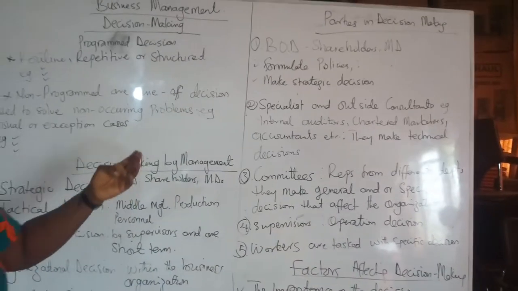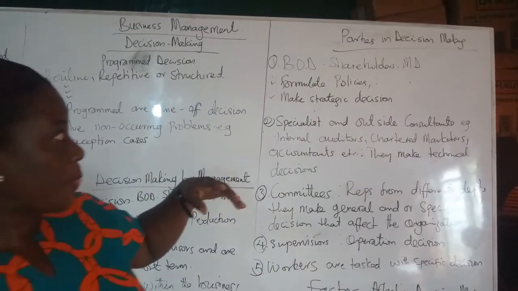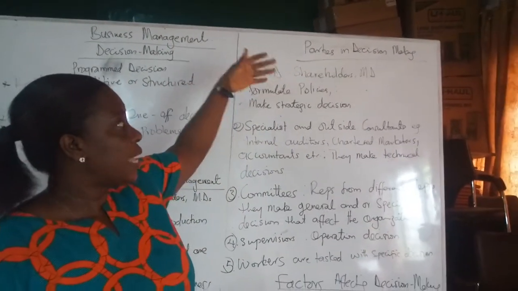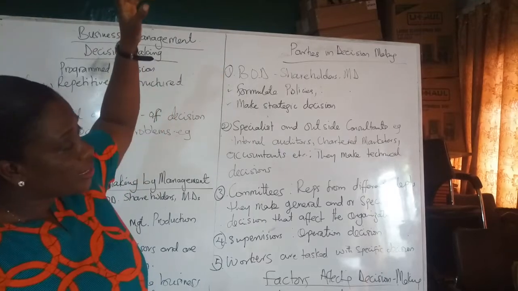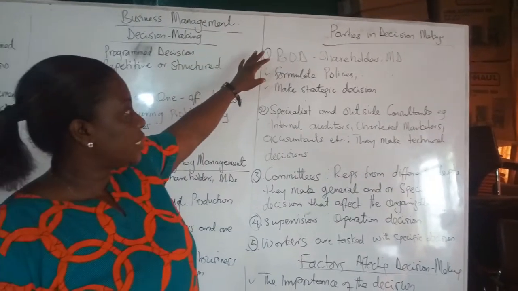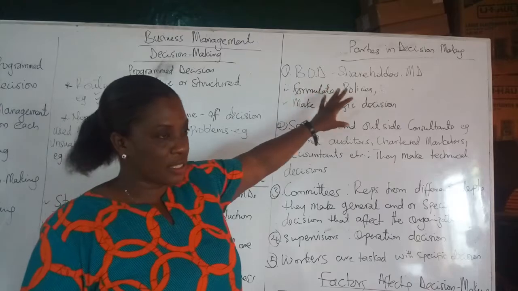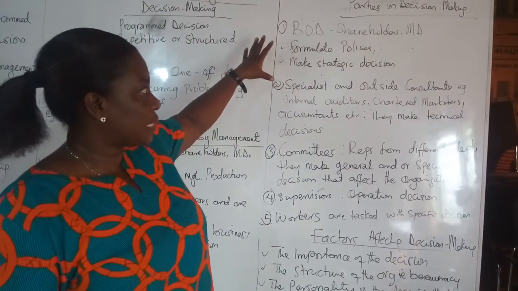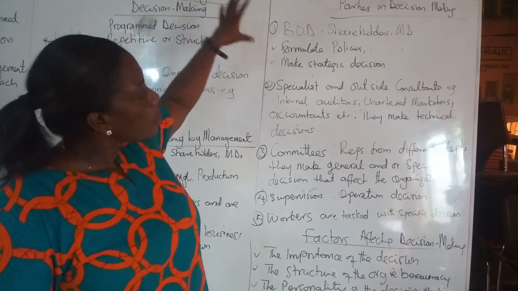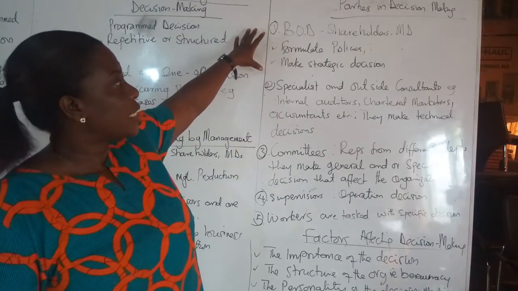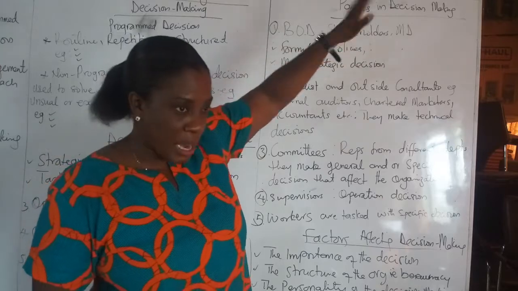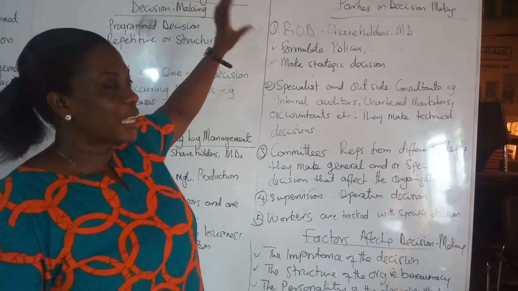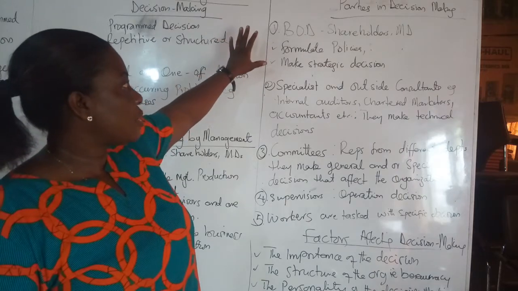Then you have parties in decision making. We have the board of directors, they are the shareholders, the MDs, and that's the topmost. They formulate policies and make strategic decisions on investments, on capital injections into the business. They make the utmost decision. And it is long term, from 5 years plus. It is solely made by the board of directors, and that's the strategic decision making body.